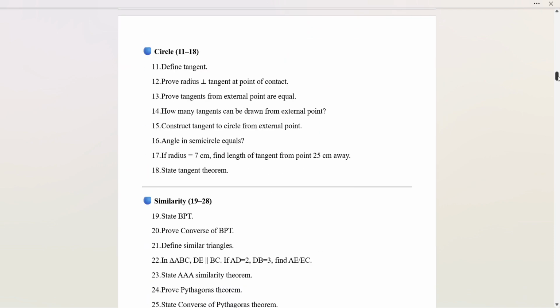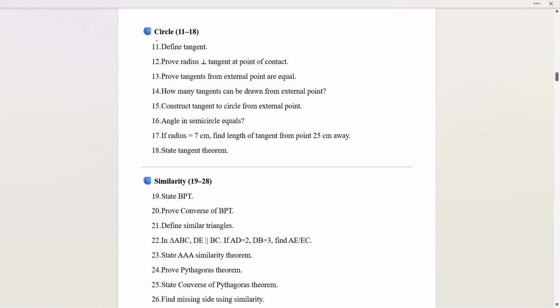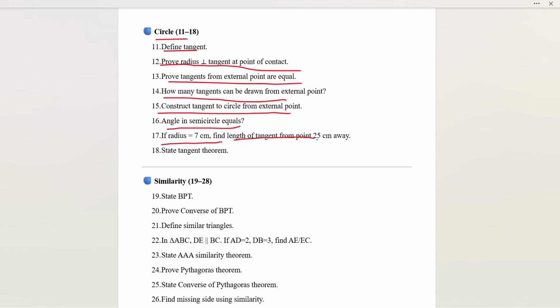So move to the next, it is circle. From circle: define tangent, prove the radius is perpendicular to the tangent at the point of contact, prove tangents from an external point are equal. How many tangents can be drawn from an external point? Construct a tangent to a circle from an external point. Angle in a semicircle equals. If the radius is 7 centimeters, find the length of a tangent from a point 25 centimeters away, and state the tangent theorem.